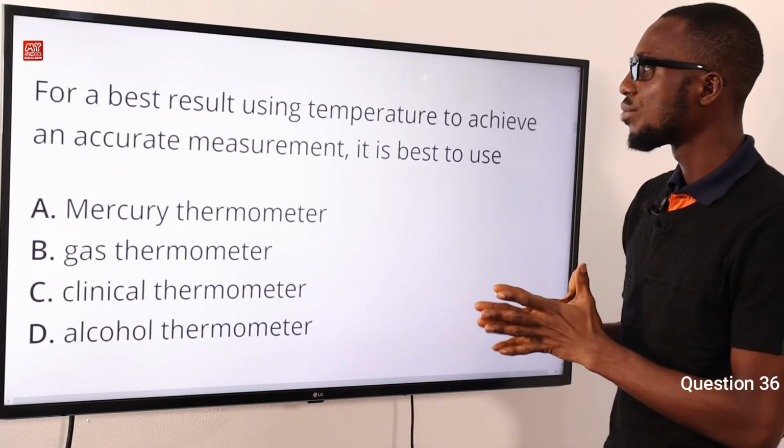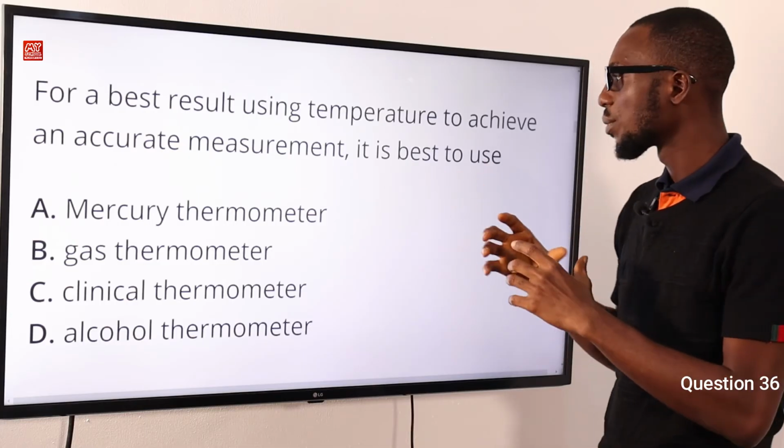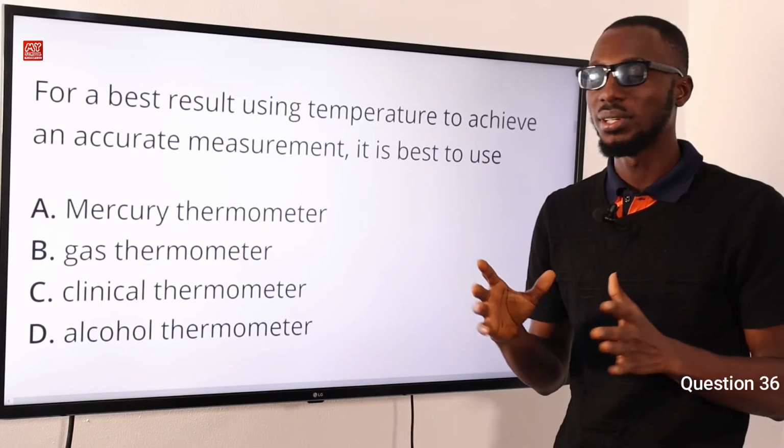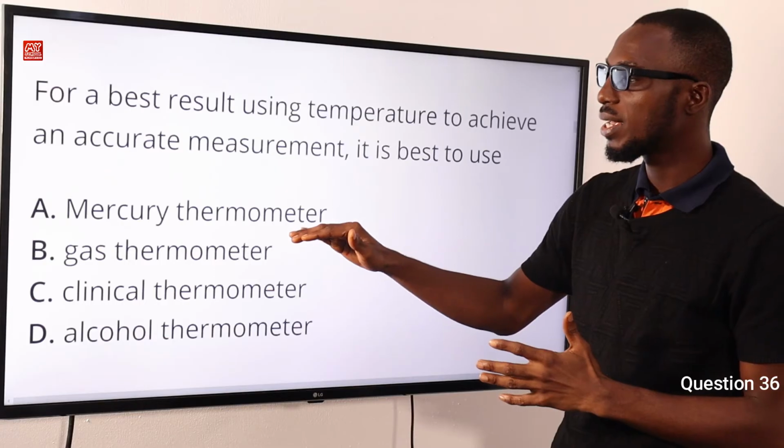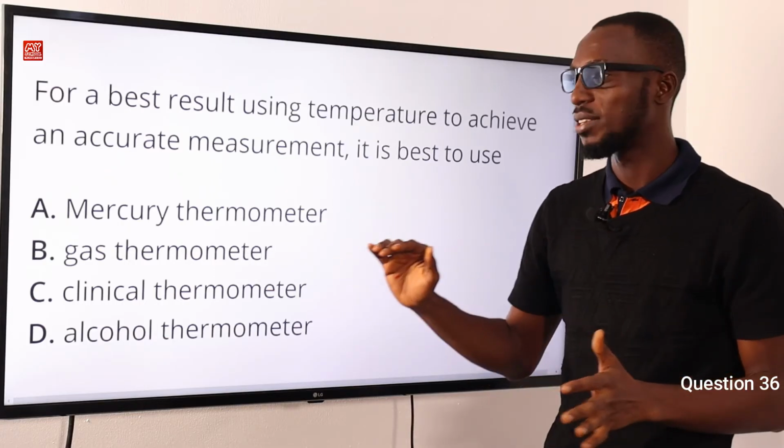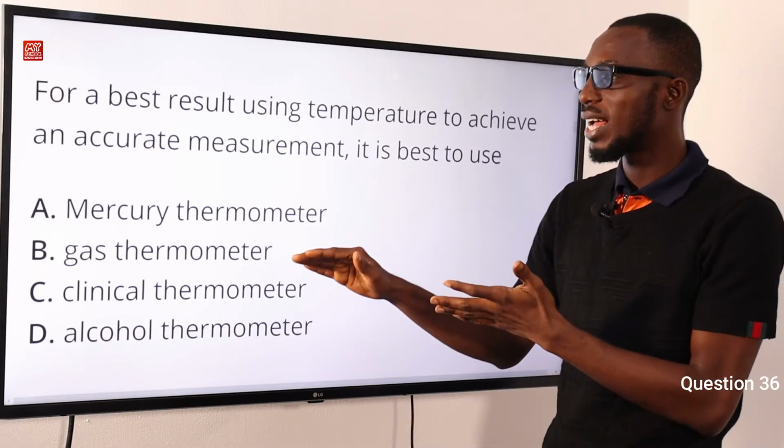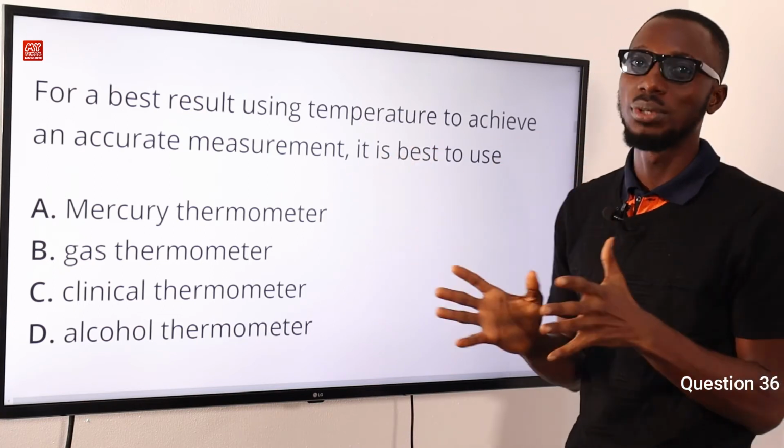For the best result using temperature to achieve an accurate measurement, it is best to use what? Okay, so the choice should be between mercury and gas thermometer. So gas thermometer is used when it comes to accurate measurements.